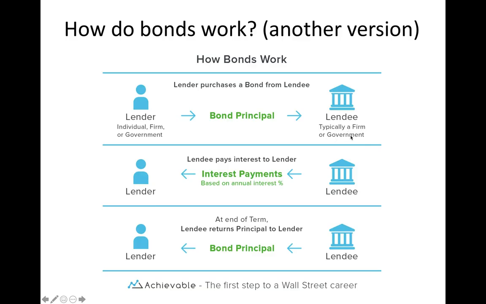The borrower is usually government. It could also be a company. A company can borrow money. And the borrower is going to make interest payments annually to the lender. Okay, and at the end of the term, at the end of the bond's life, the borrower is going to return the principal to the lender.